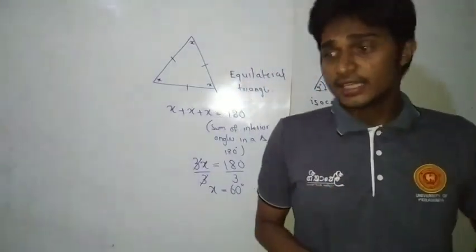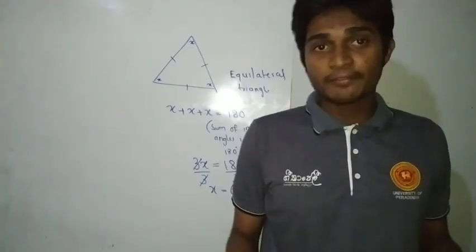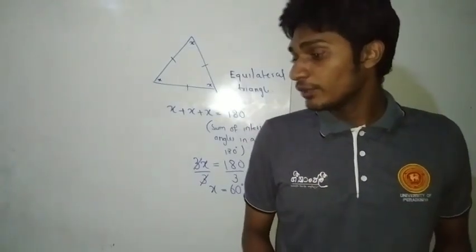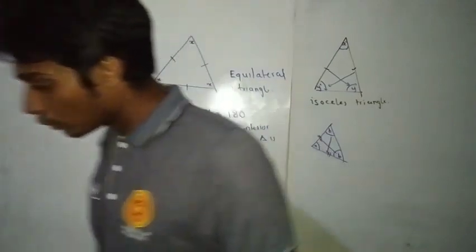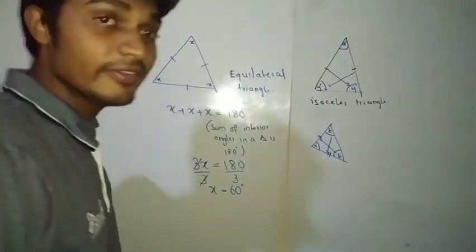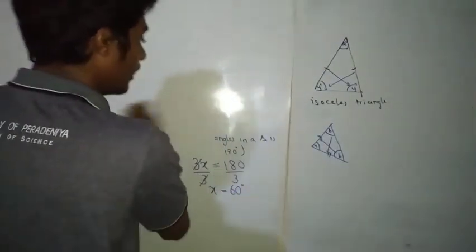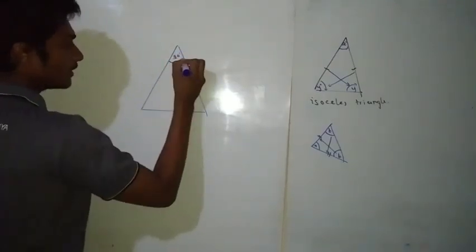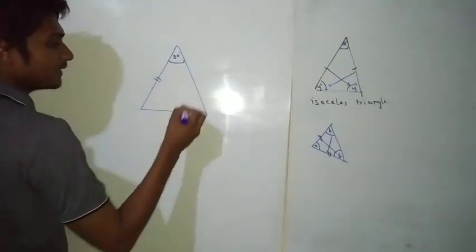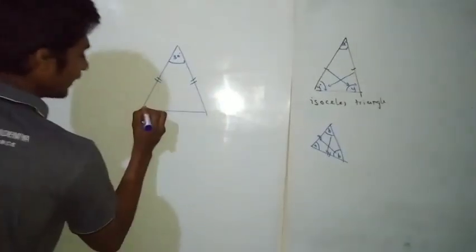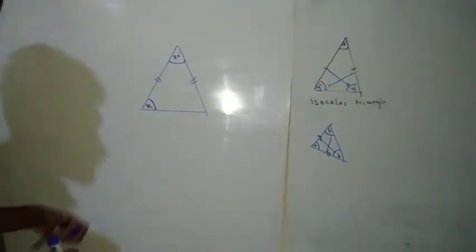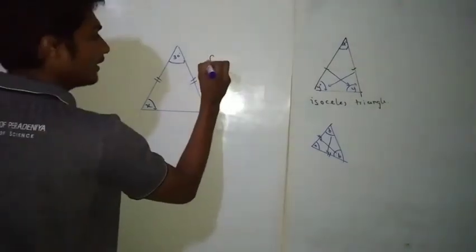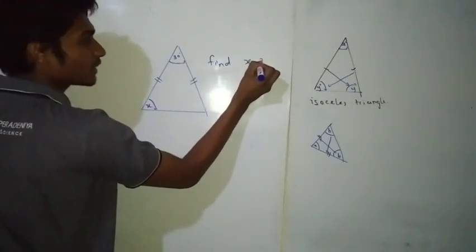Of isosceles triangle. So this is a very simple fact, which we must know, right? So let's do a small problem. Suppose if I have a triangle like this. If this is 30 degrees, and given that this side is equal to this side, find angle x. So this is the question: find x.